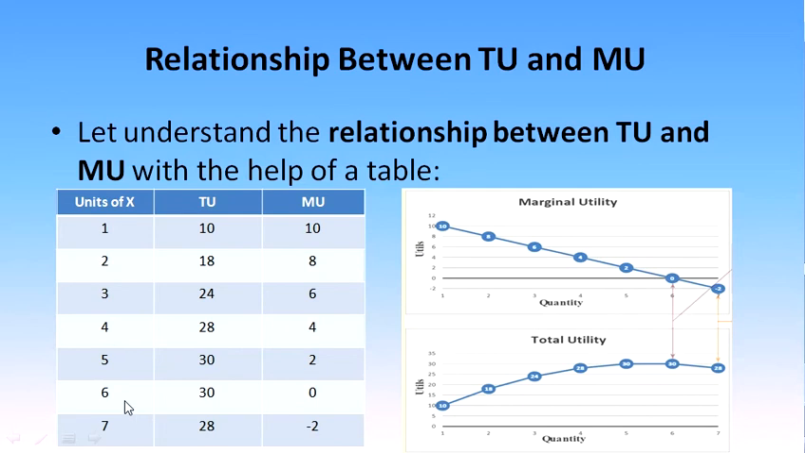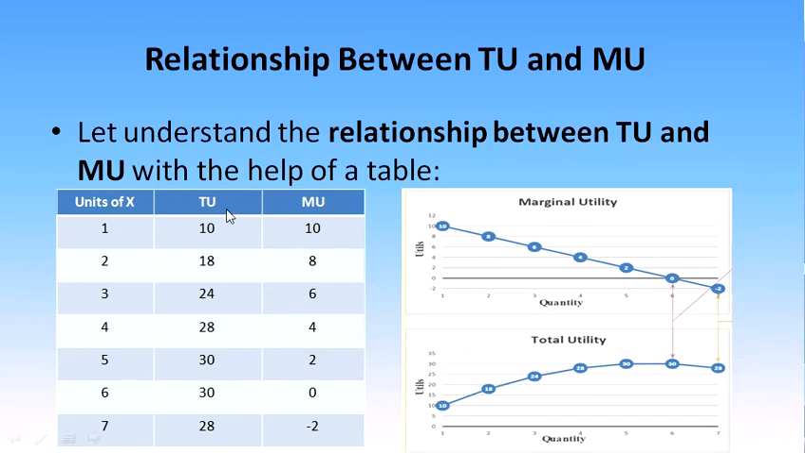Okay, but then if the consumer is forced to eat the seventh commodity, then what happens? This total utility will start decreasing. The total utility starts falling. This means that when the consumer is fully satisfied, this is the full satisfaction level. After this, the utility will convert into disutility. So here the satisfaction level will convert into dissatisfaction.